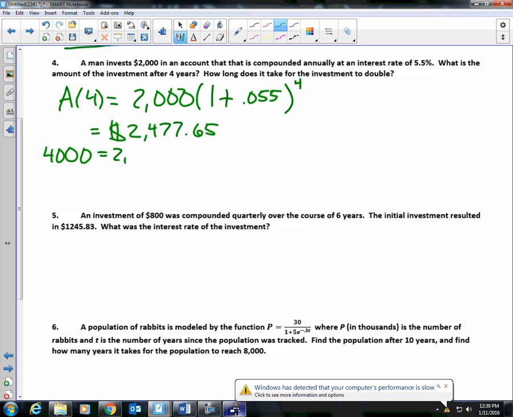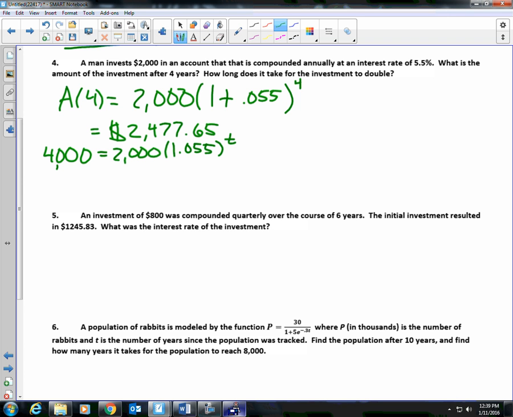4,000 equal to 2,000 times 1 plus 0.055, so 1.055, raised to what power? Raised to the t power. That's what we're trying to solve for, t. What do I do on both sides? Divide by 2,000. 2 is equal to 1.055 raised to the t power.